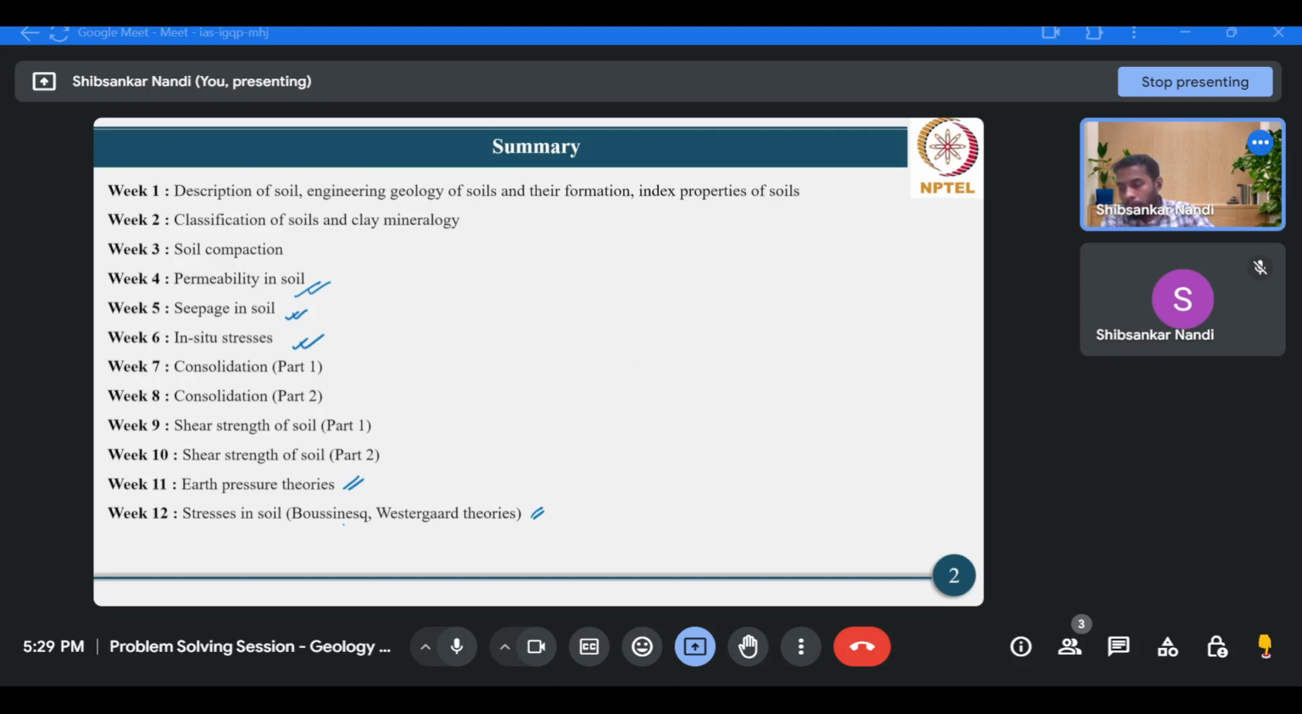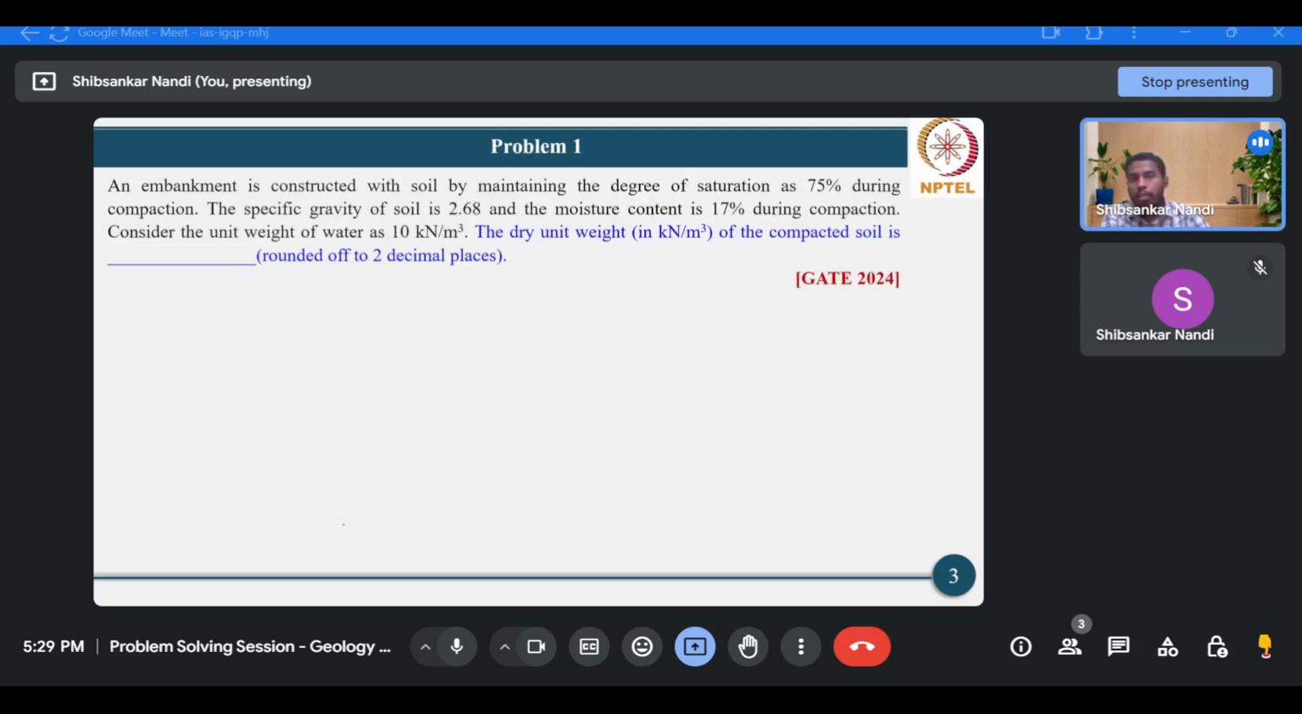Now we'll take a few numerical examples which were taken from the GATE examination 2024. Okay, so we'll see how this course becomes helpful to address these problems. We'll first take this problem, which is related to the index properties of soils.